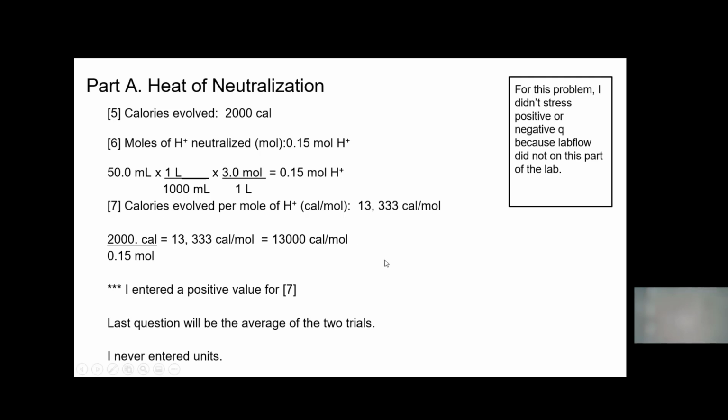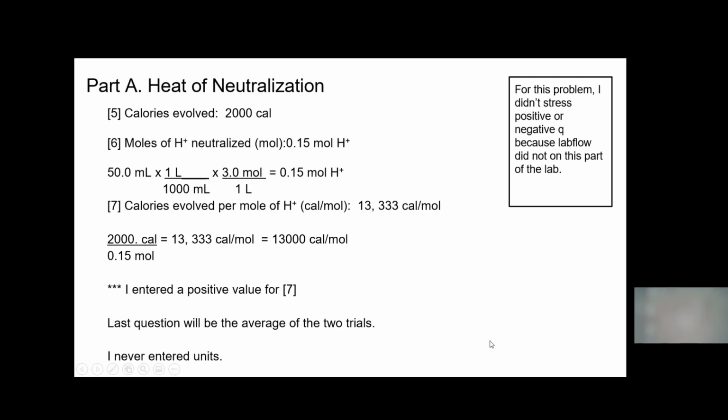And there's a lot of equations on the PDF, so look them over as well. So number 5 with the brackets, I put my 2,000 calories. My number 6, I showed you how to get that. Number 7 is here. I entered a positive value for 7, and that's it. And the last question will be the average of the 2 trials.